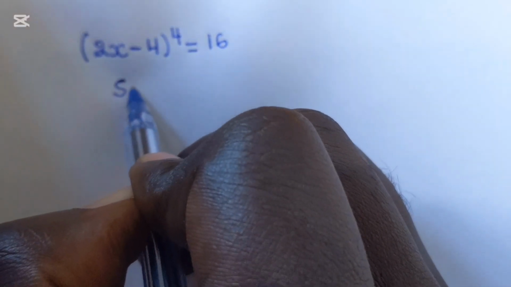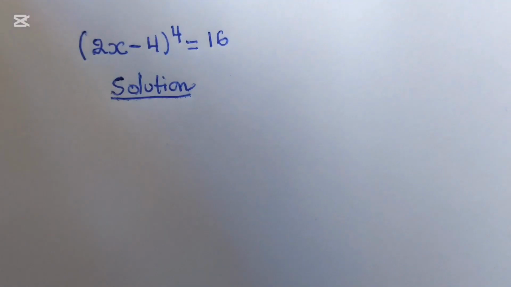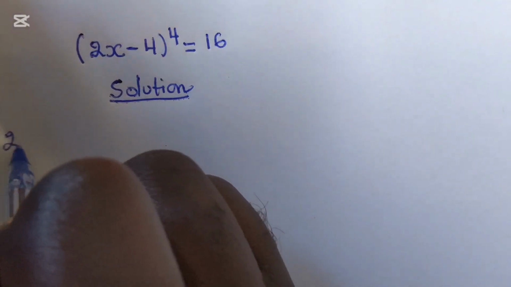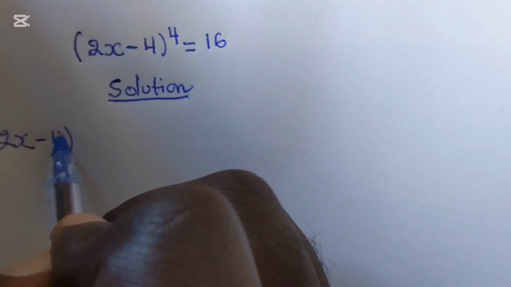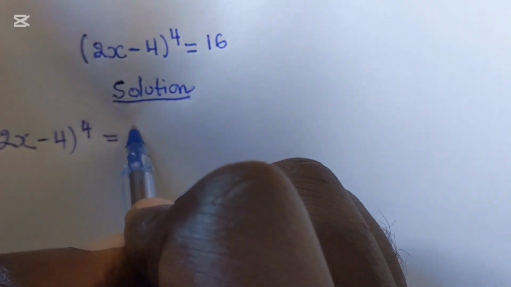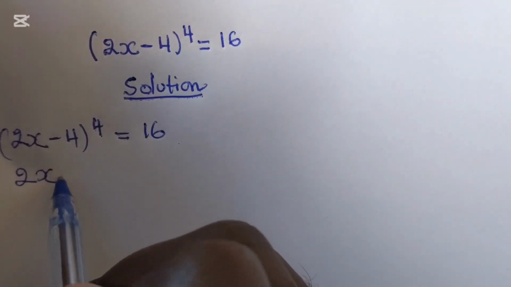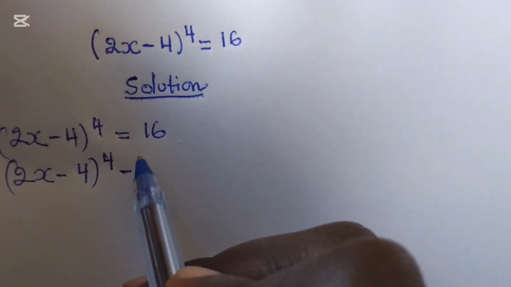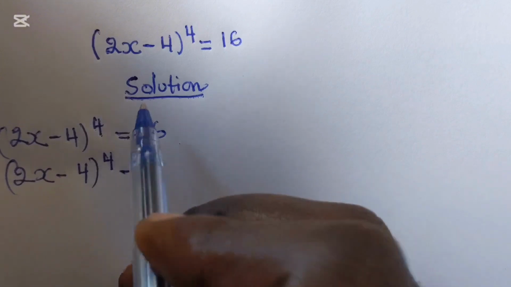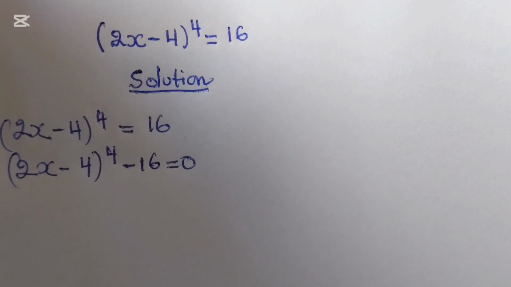Let's provide a solution very quickly. The first thing is to copy what we have. We have (2x - 4)^4 = 16, right? Then what are you going to do? We have (2x - 4)^4, then this number is going to cross the equal sign to get -16 = 0, okay?